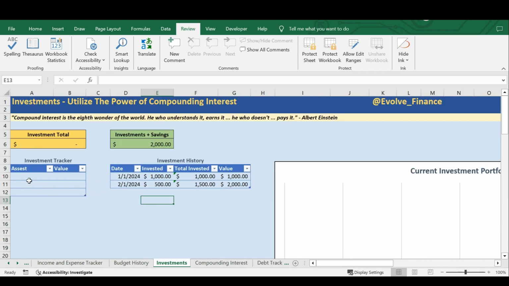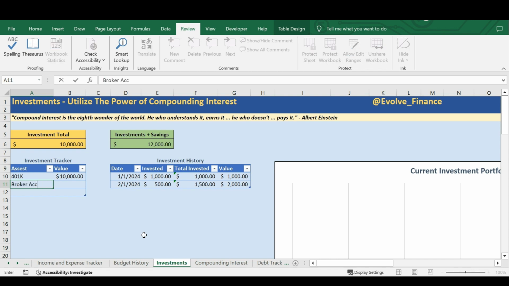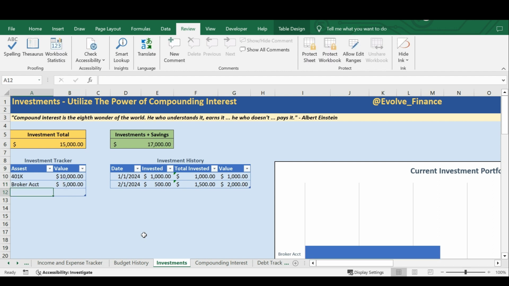Okay, let's start with the investment tracker table. For an example, we're going to input a few assets. Let's start with a 401k. Most people get this with their job or their employer. Let's say we have $10,000 in the 401k. Next, let's say we have an investment account, also known as a brokerage account. We'll just call it broker account, and let's say there's $5,000 in there. Last, for an example, let's say we have a Roth IRA, and let's say there's $3,500 in there.